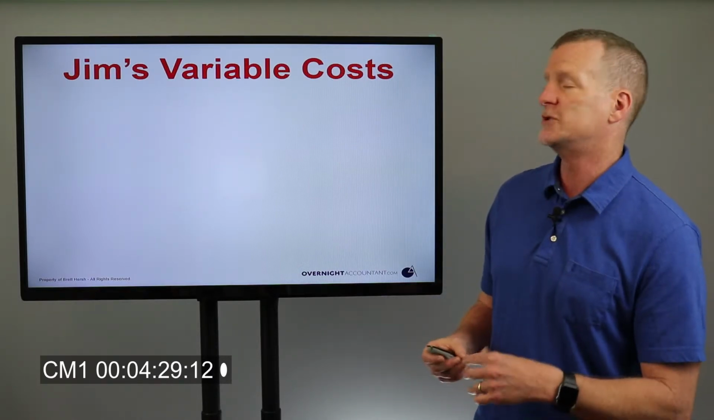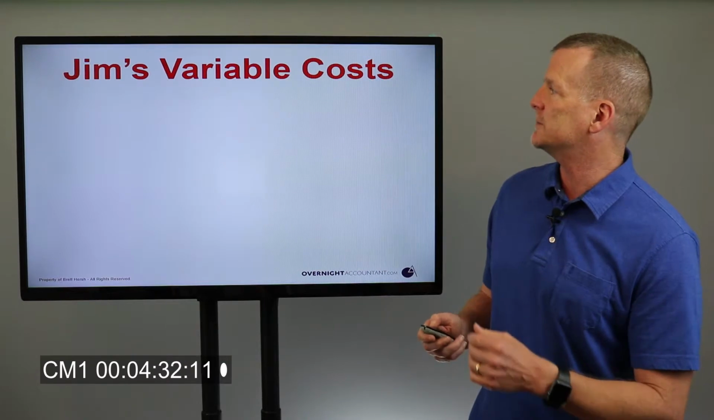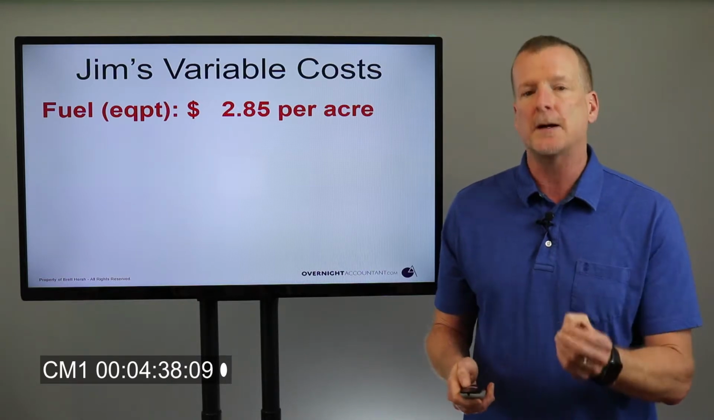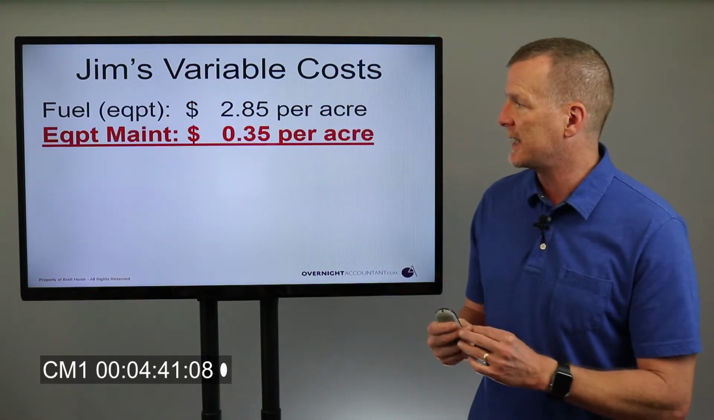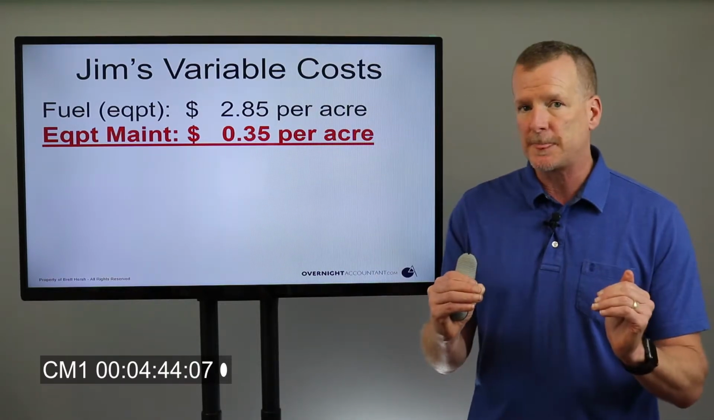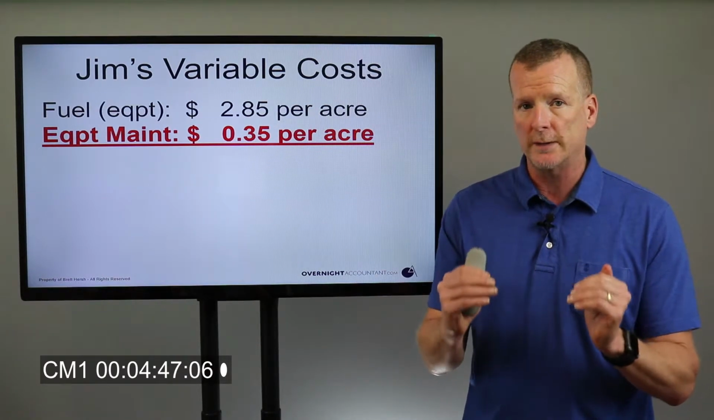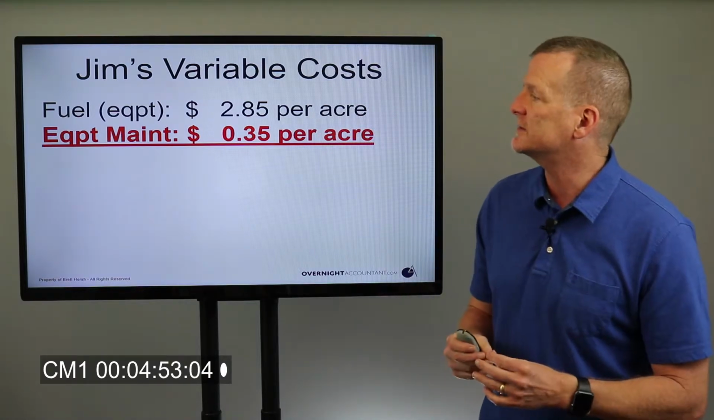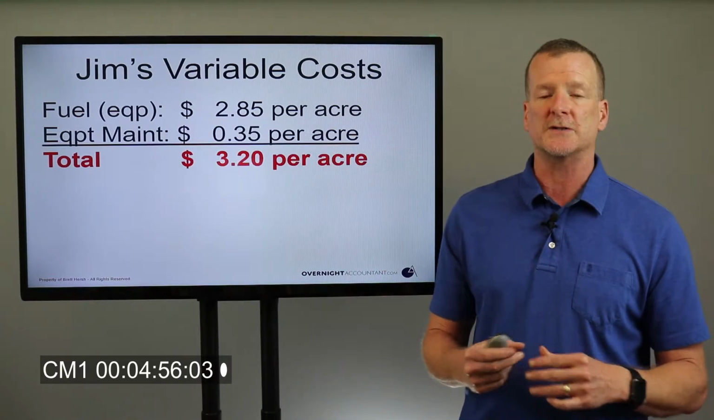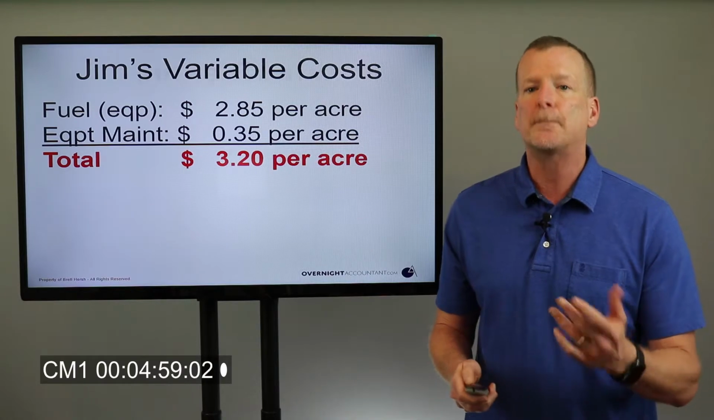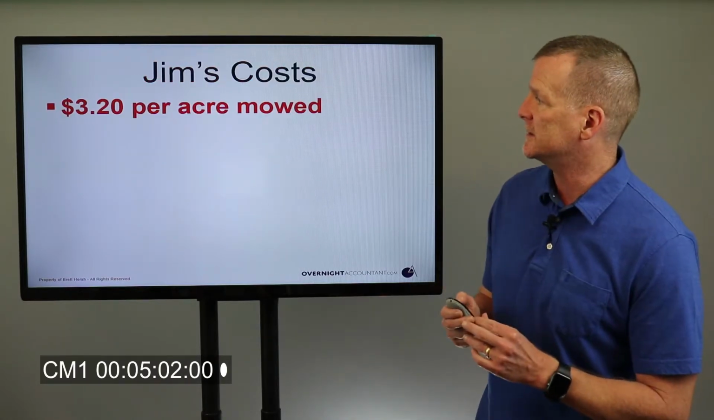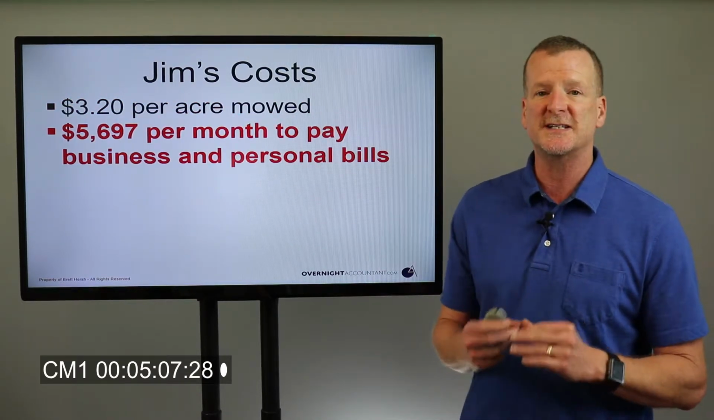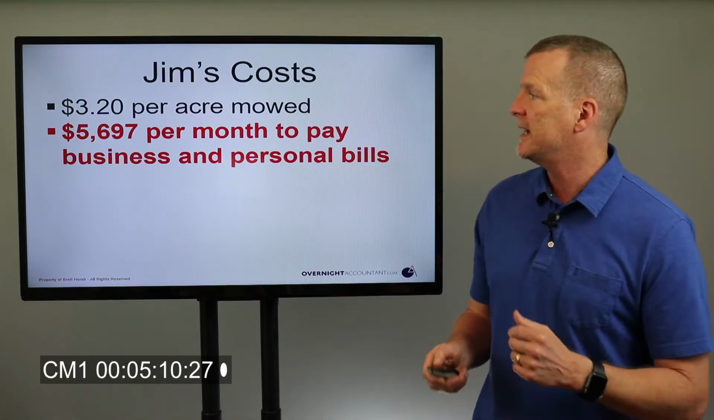If you remember Jimmy's variable cost, he's got $2.85 for fuel for his equipment per acre mowed, and he also knows through his analysis that his equipment maintenance, the regular service on that mower, whatever it is, replacing blades, oil change, just getting it maintained, is 35 cents an acre mowed. So his total variable costs are $3.20 per acre. So let's look at Jimmy's costs here. He's got $3.20 per acre mowed, and he's got $5,697 per month to pay his business and personal bills.